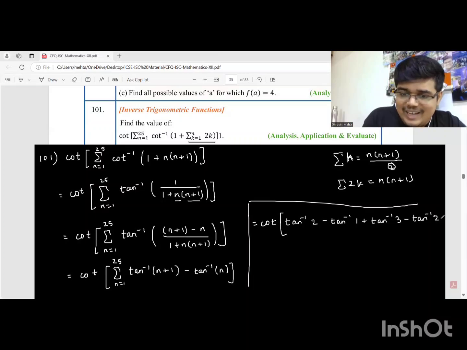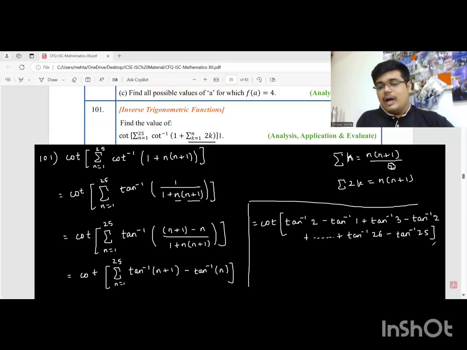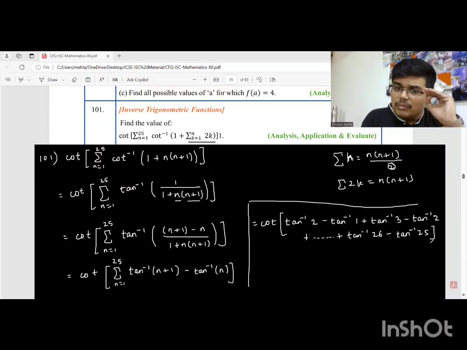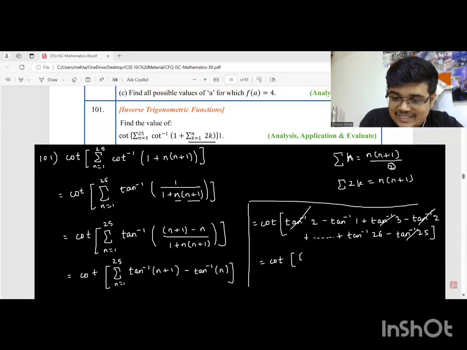You keep doing this, students. The last term that we have is 25. So we'll get tan inverse 25 plus 1 is 26 minus tan inverse 25. As I told you in the previous sum, students, in these questions, the first and the last term, which means the term with the least number and the highest number, will be left. Everything else gets cancelled. So students will be left with tan inverse 26 minus tan inverse 1.